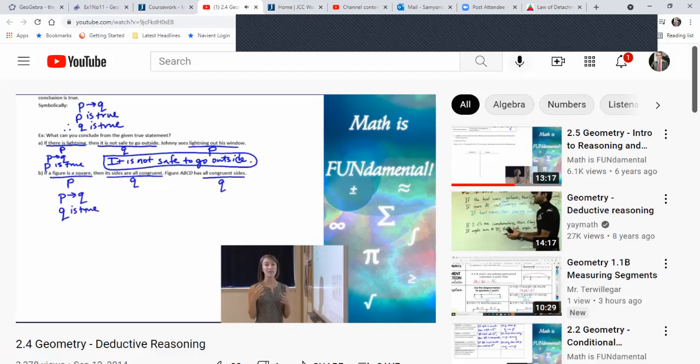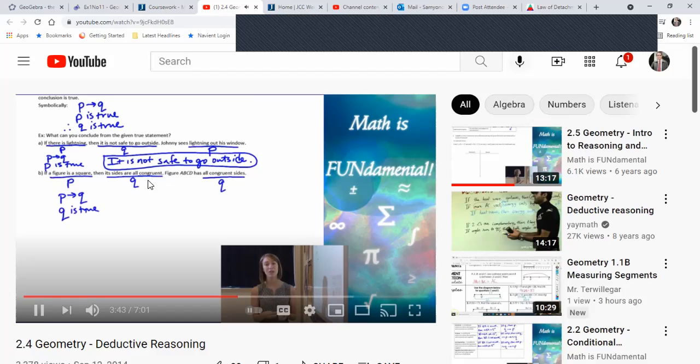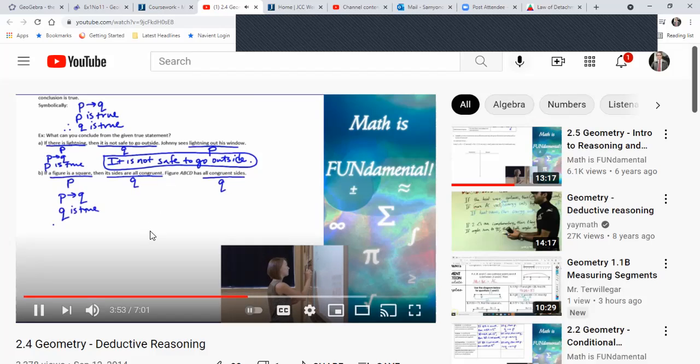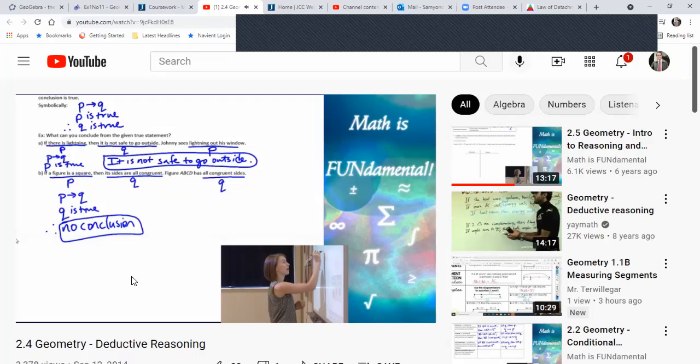Even though a lot of us might really want to conclude that P has to be true, unfortunately, the law of detachment doesn't work that way. We can only go the direction that it states. We have to be given the hypothesis and then conclude the conclusion. So here, I can't conclude anything. Let me give you a little counterexample of why we can't conclude that ABCD is a square.